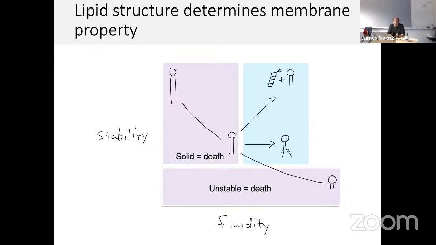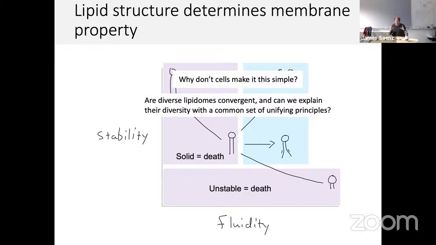But we know that living membranes are not that simple. They're actually really complicated in terms of the number of lipids that they have. So why? Think about it. Why don't cells make it this simple? Why do they have all these lipids? And second of all, all living organisms have very different lipidomes from each other. Bacteria are as different from each other as they are from eukaryotes. Is there some convergence in the types of lipid structures that all these different organisms have evolved to use? And can we explain that diversity with some common set of unifying principles? Those are some of the questions that keep me up at night.